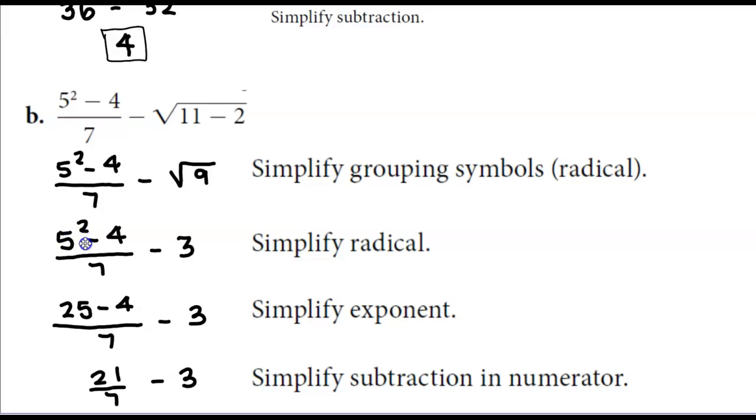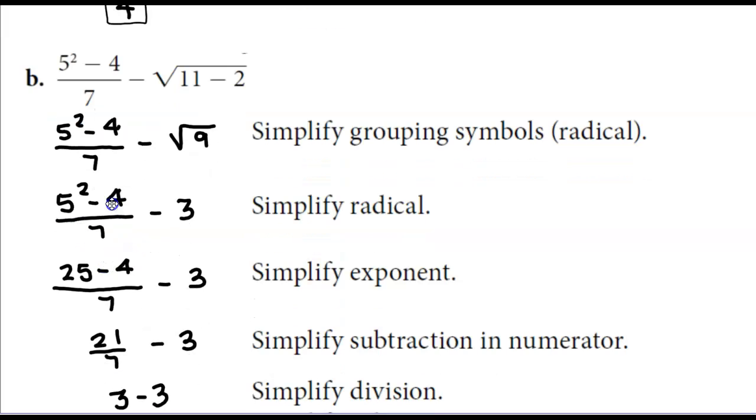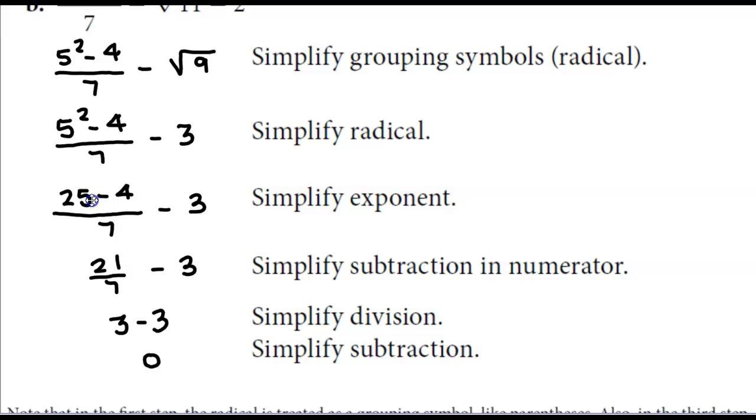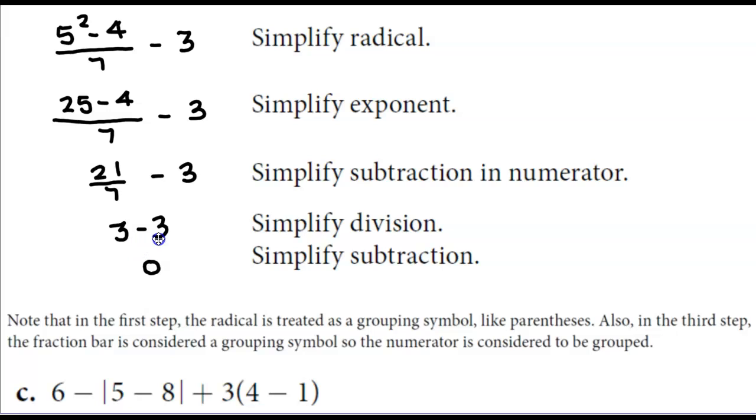And now we have 5 squared minus 4 divided by 7 minus 3. So now what we're going to do is we're going to simplify the exponent. So 5 squared is 25. So we have 25 minus 4 divided by 7 minus 3. Then we're going to do the subtraction. So 25 minus 4 gives you 21. Divide that by 7 minus 3. So 21 divided by 7 gives you 3. And so 3 minus 3 gives you 0.